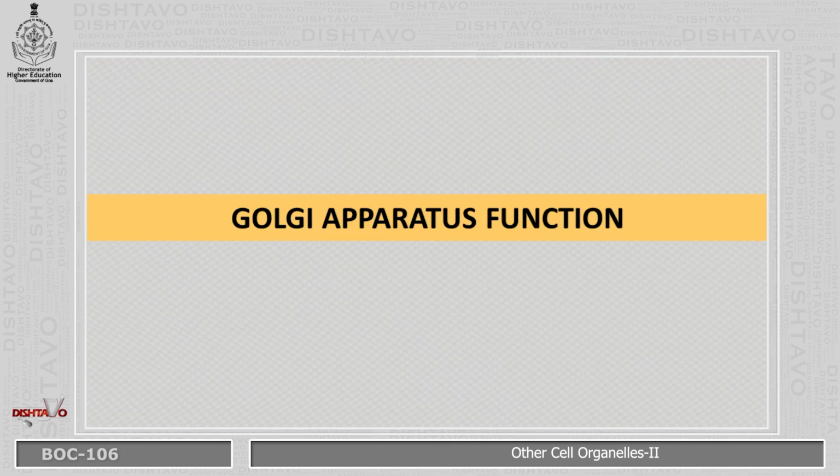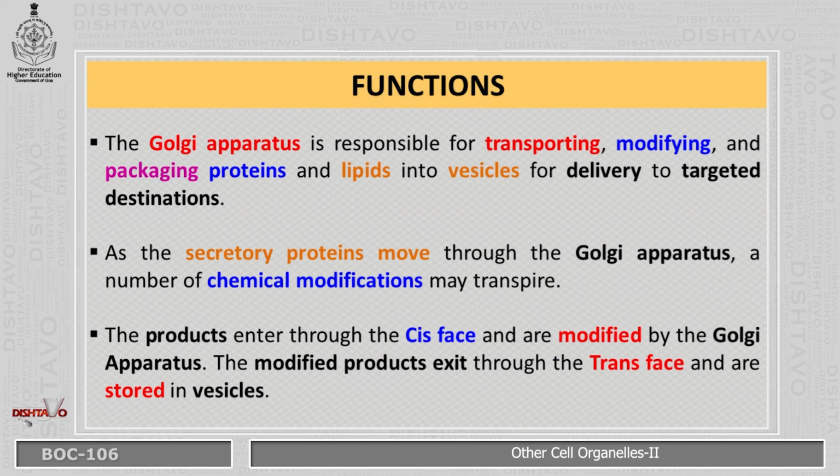Let us see the function of the Golgi apparatus. The Golgi apparatus is responsible for transporting, modifying and packaging proteins and lipids into vesicles for delivery to targeted destinations. Now, as the secretory proteins move through the Golgi apparatus, a number of chemical modifications may transpire. The products enter through the cis face and are modified by the Golgi apparatus. The modified products exit through the trans face and are stored in vesicles.